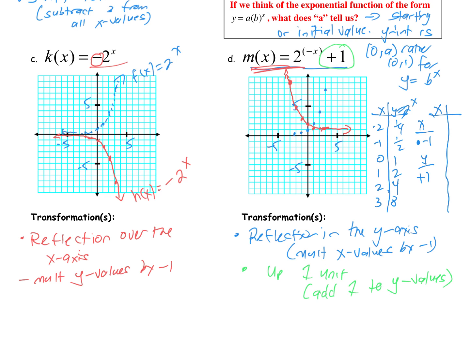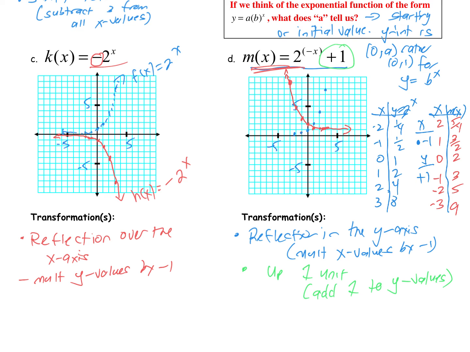So I'll squeeze those in here. So we have x and then m of x. So let's see what those points are. We're going to multiply all the x's by negative 1. So that's going to be 2, 1, 0, negative 1, negative 2, negative 3. And then the y values are going to be adding 1 to them. So it's going to be 5/4, 3/2, 2, 3, 5, 9. And those are the points we plotted. So if you like this more numerical approach, you can do that as well.